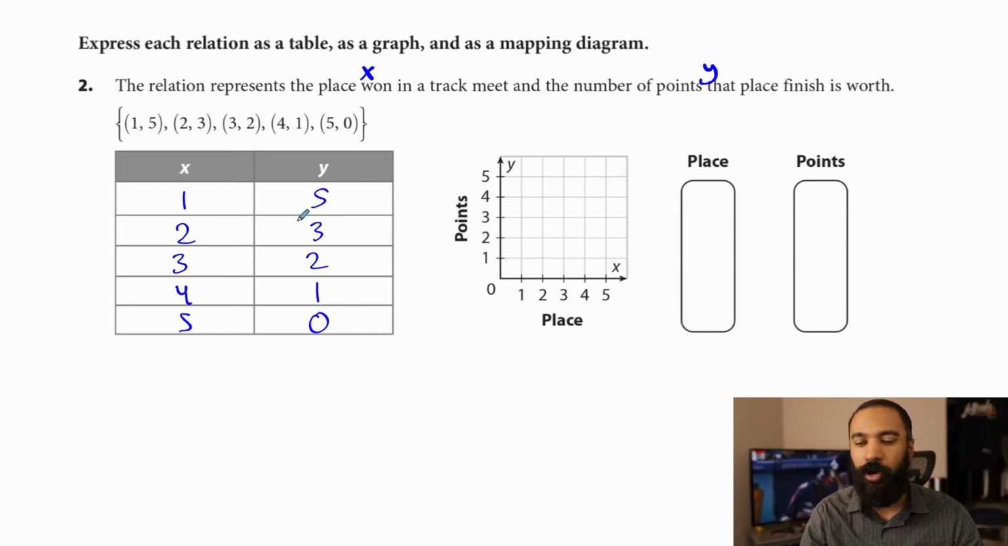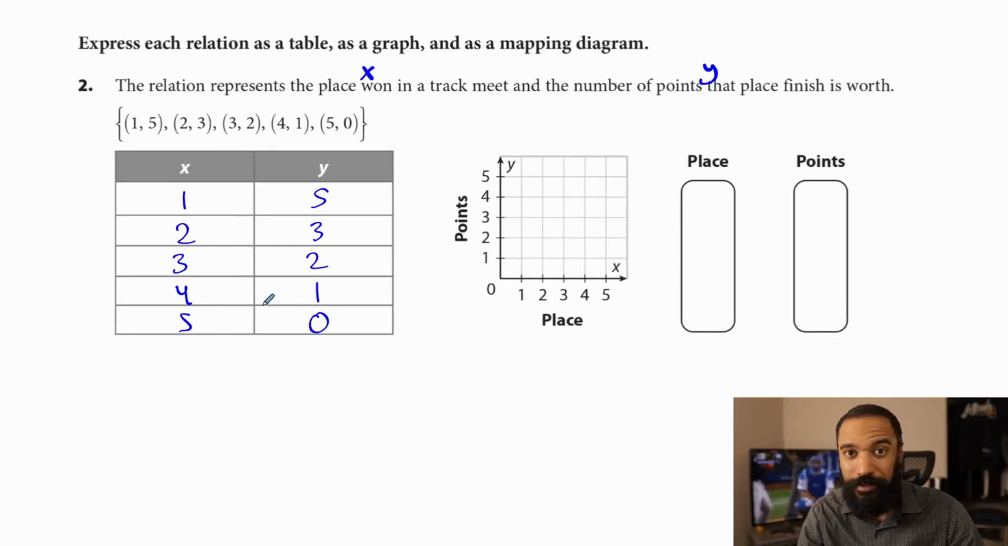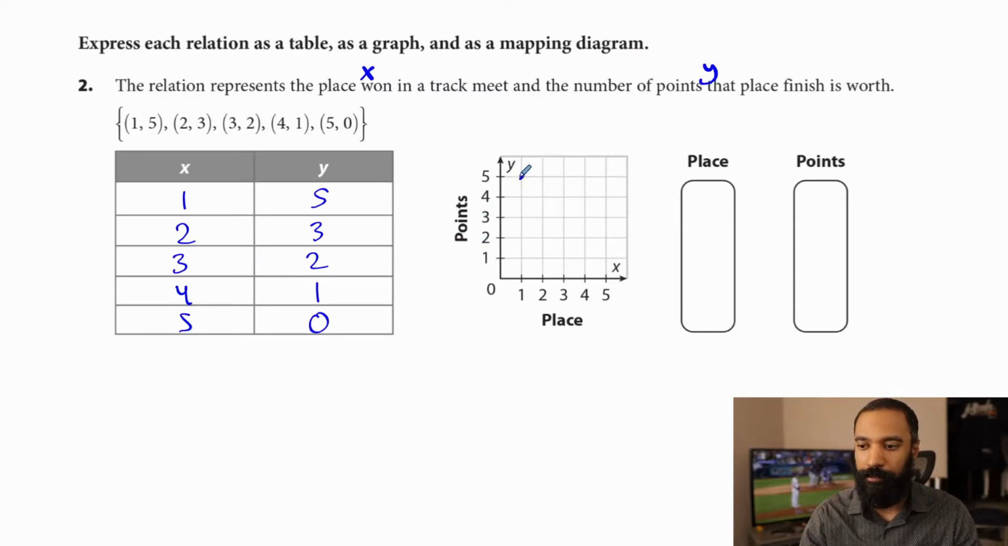It looks like it holds some good value to win, because this one has a difference of 2, the other ones have a difference of 1. Looks like there's no value to placing 5th. So let's go ahead and plot these on a graph right here. 1, 5, 2, 3, 3, 2, 4, 1, and 5, 0. It's almost linear up until you reach this.